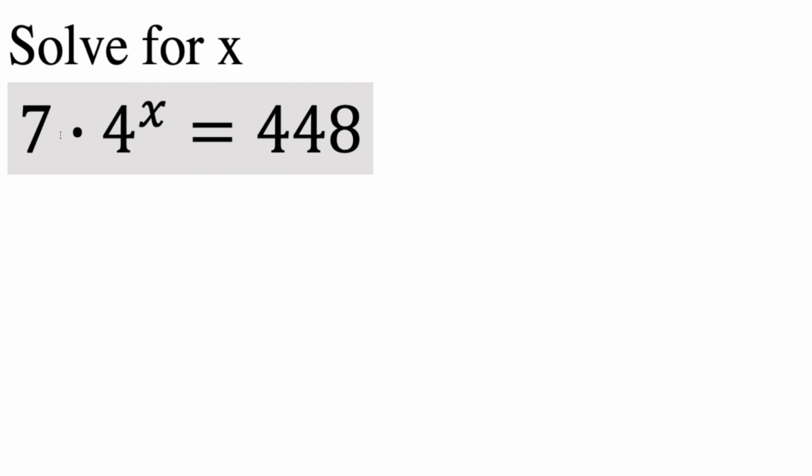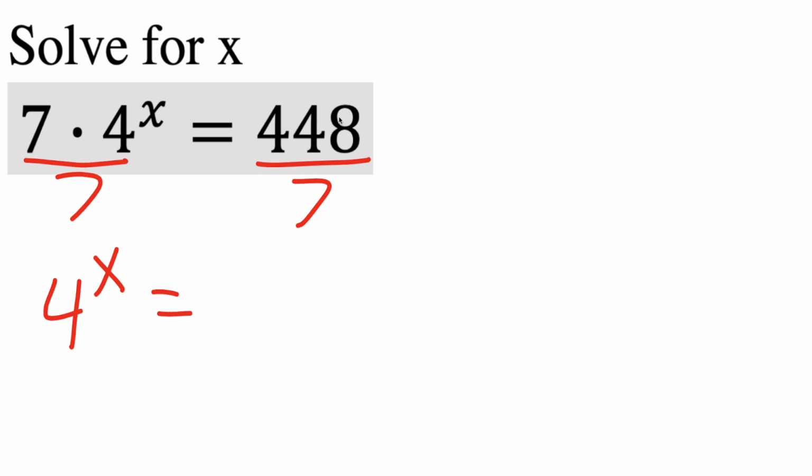So the way we can do this is we want to get rid of this 7 times, and the opposite of multiplication is division, so we're going to divide by 7 first. And then we're going to get 4 raised to x is equal to 448 divided by 7. If your teacher lets you use a calculator, go for it. If not, we can do old-fashioned division.